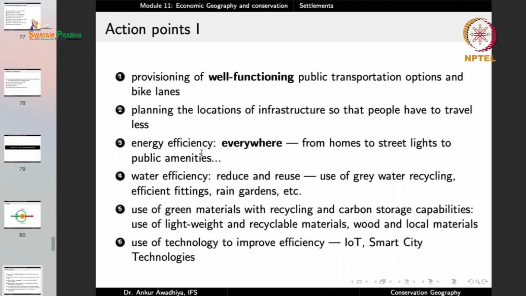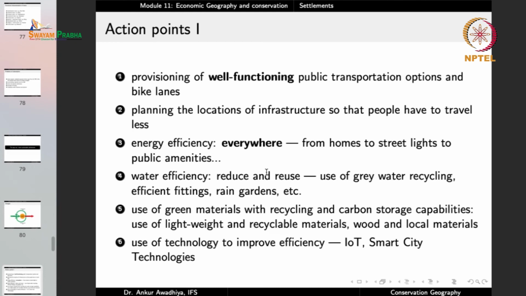Now in this case there are several action points. We need to provide well functioning public transportation options and bike lanes if we want to have more sustainable cities. We need to plan the locations of infrastructure so that people have to travel less. We need to increase the energy efficiency everywhere, from homes to street lights to public amenities.